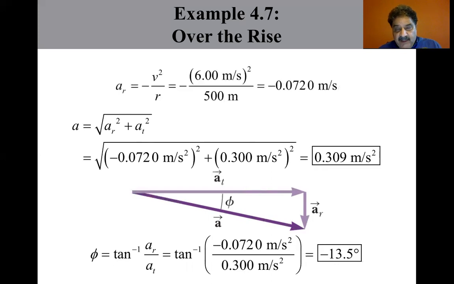x-axis. Okay, this ends our discussion of tangential and radial acceleration. The next section will be 4.6, relative velocity and relative acceleration.